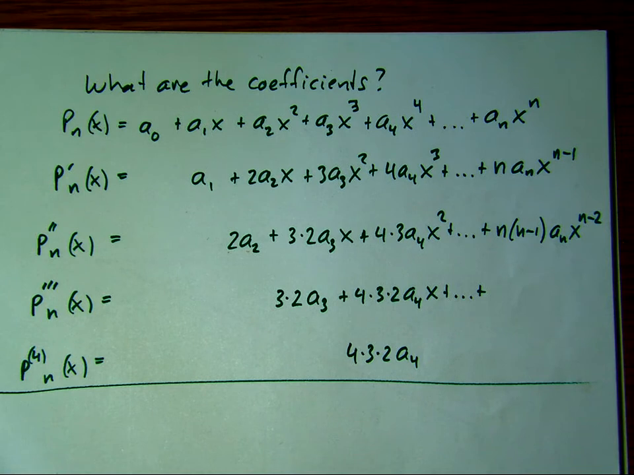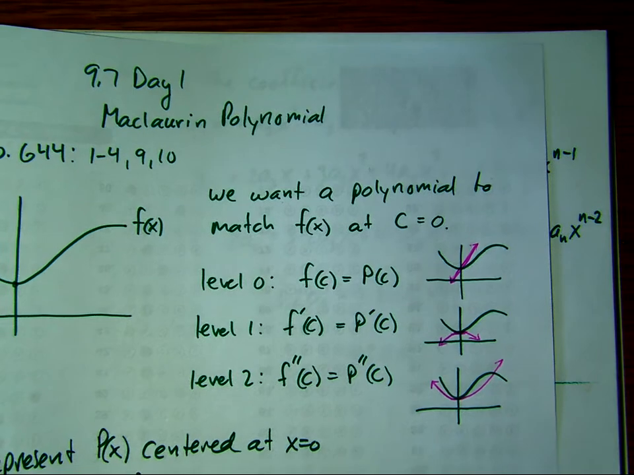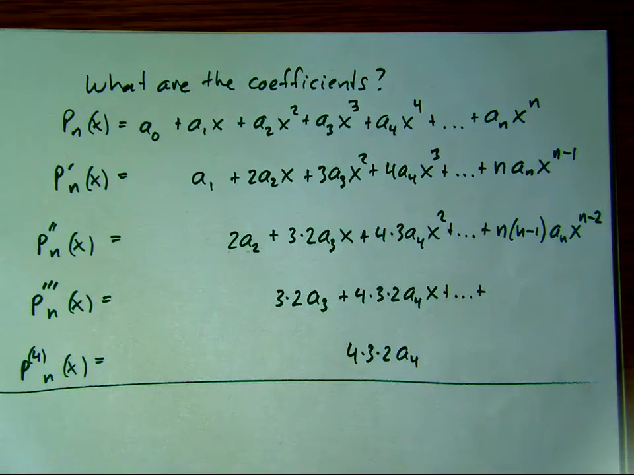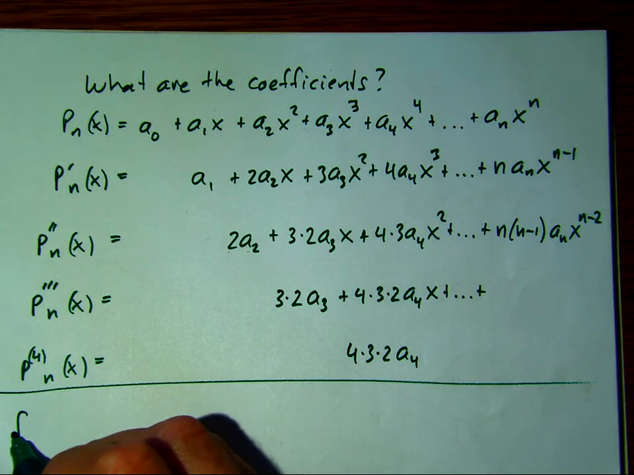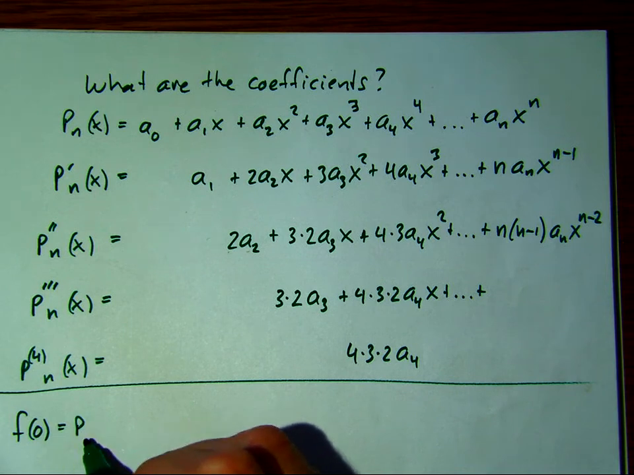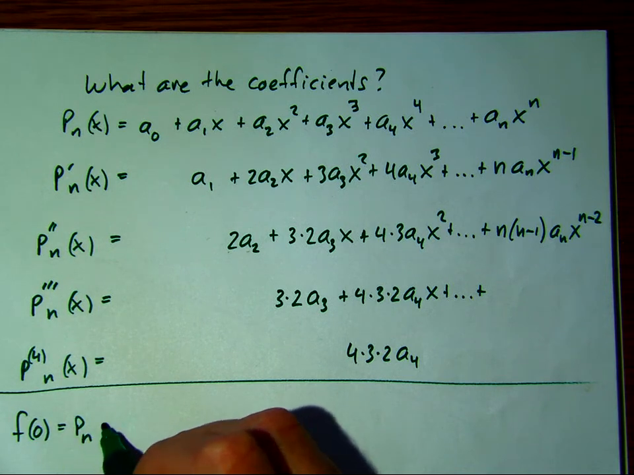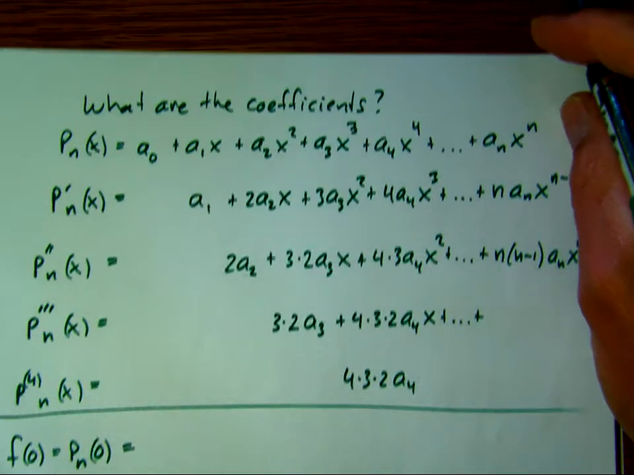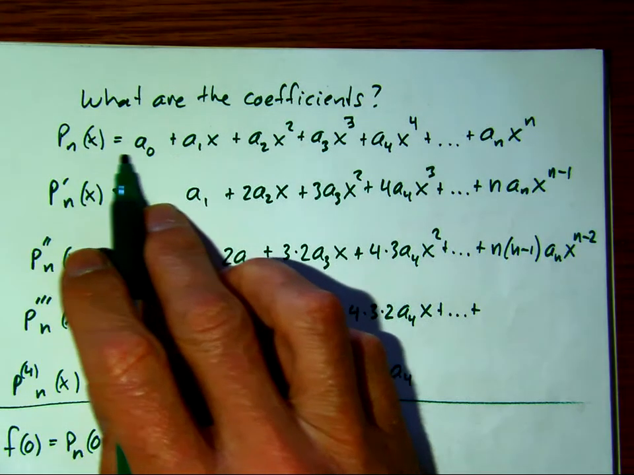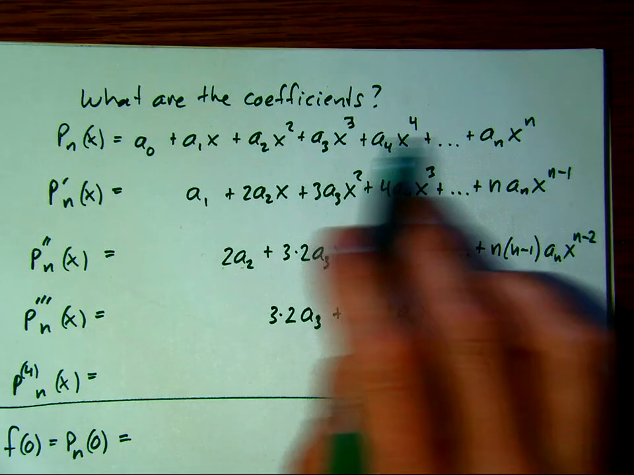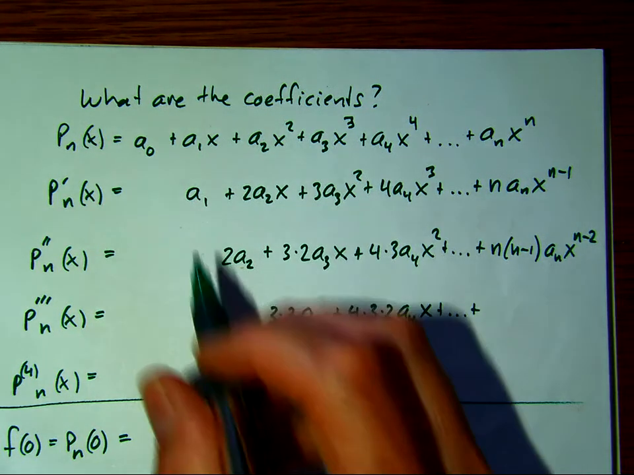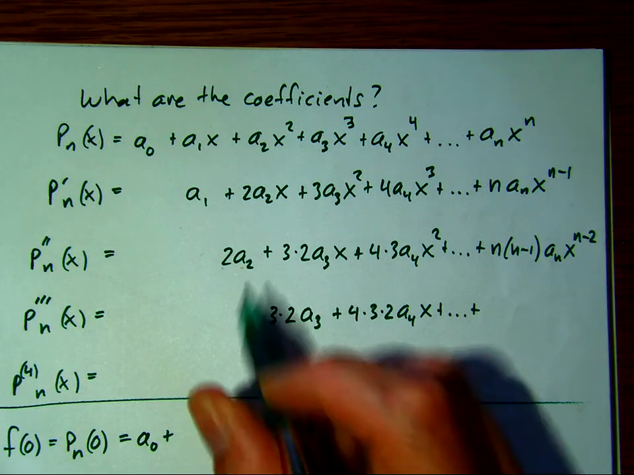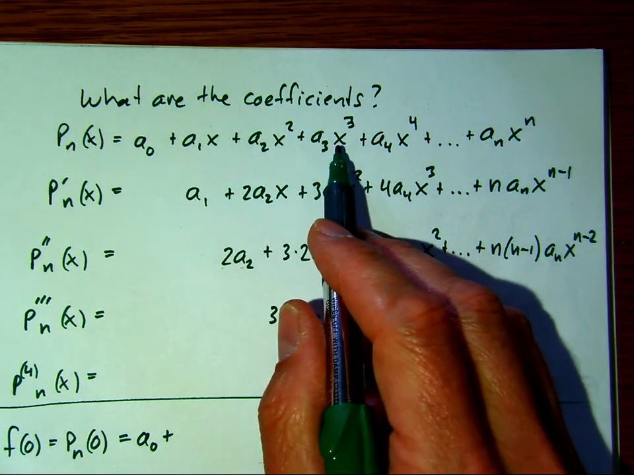All right. We want all of these derivatives to be equal to the derivatives of the function like we saw here. Our goal is to set them equal, so let's just set them equal. And that means that we want f of 0 to equal Pn of 0, and Pn of 0 would be, here's the nth degree polynomial. We want to see what it equals when we put a 0 in for everything. So that's going to be a0 plus 0 plus 0 plus 0, because we're putting a 0 in there.